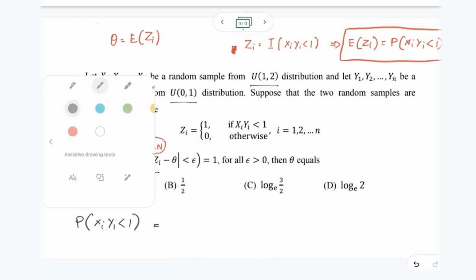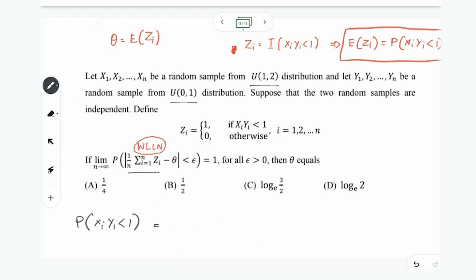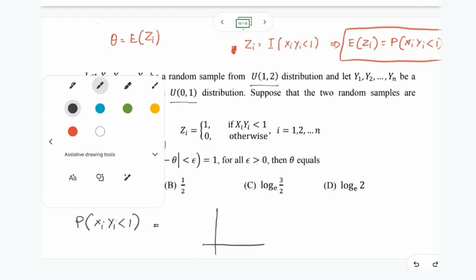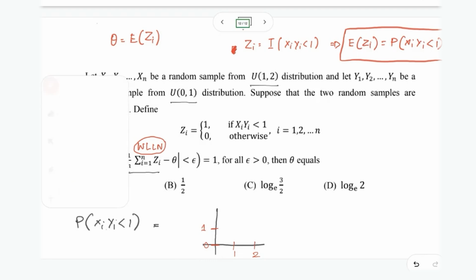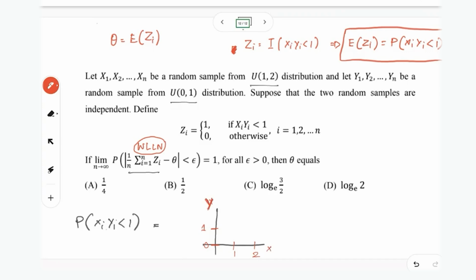So now we have to understand this distribution. So XiYi less than 1. Xi is uniform from 1 to 2, and Yi is uniform from 0 to 1. Understand this very carefully. It's all geometry and basic stuff. Since they are independent, they are perpendicular. So this is x, this is y, let's say. Am I doing correctly? Yes. So it's asking for the area under the curve that passes through this point of XY less than 1.